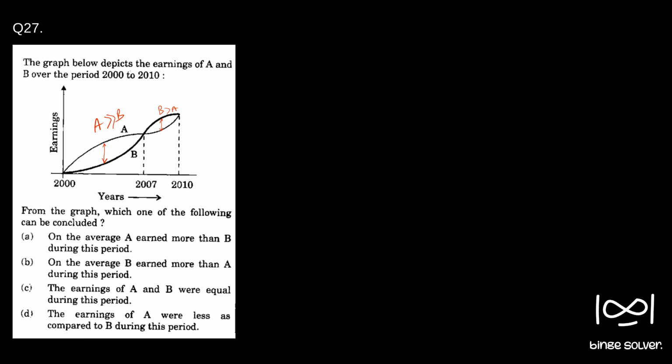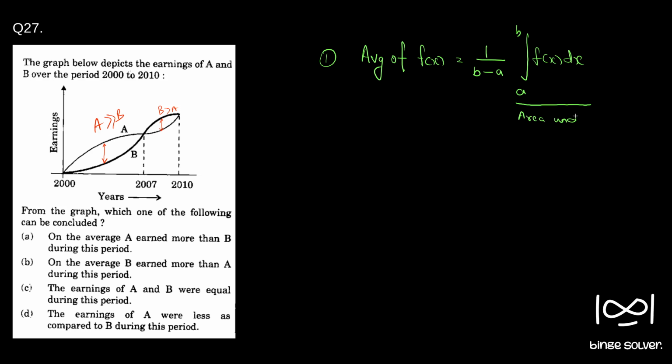If you are not convinced enough, I will also give you another way to solve this, which uses some mathematical concepts. For that, we need two things. One, we need to know that the average value of f of x can be found by using the formula 1 by b minus a, integral a to b f of x dx. This is the one concept we are going to use. The second concept is that this is the area under the graph, the area under the curve.